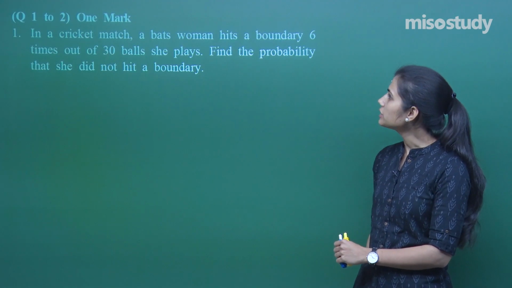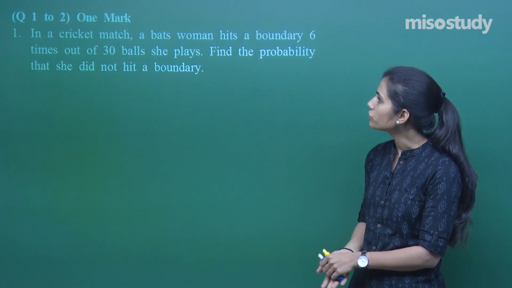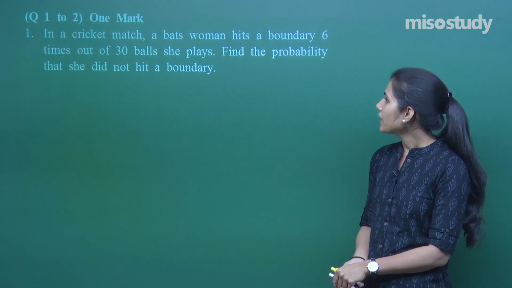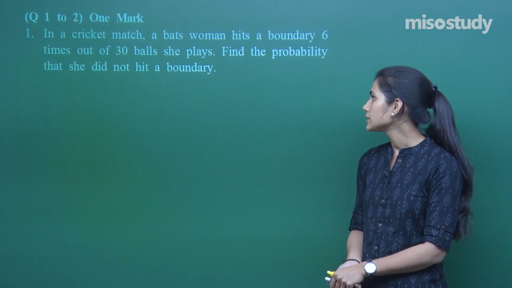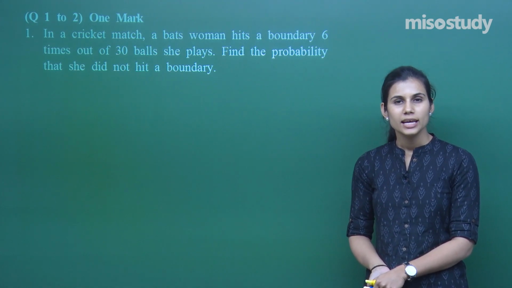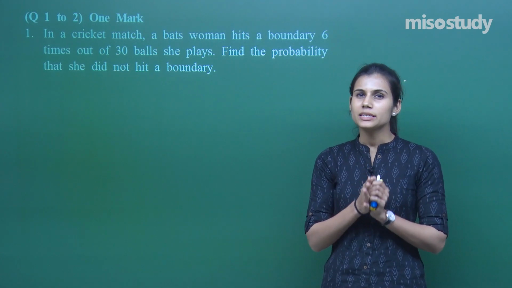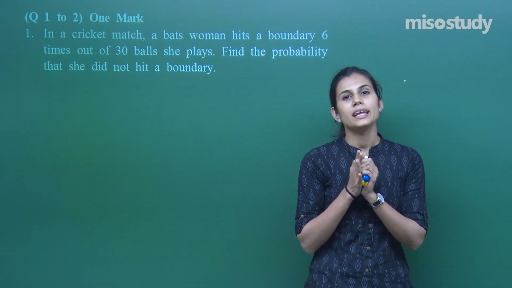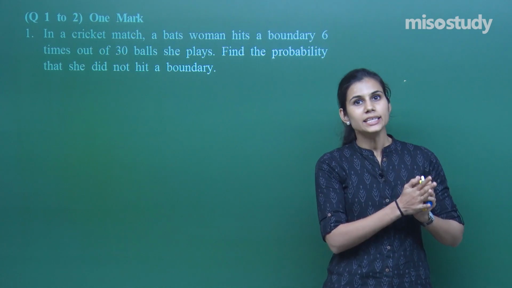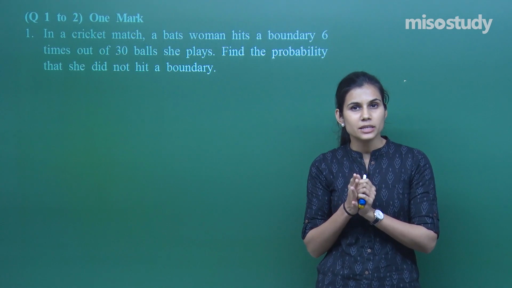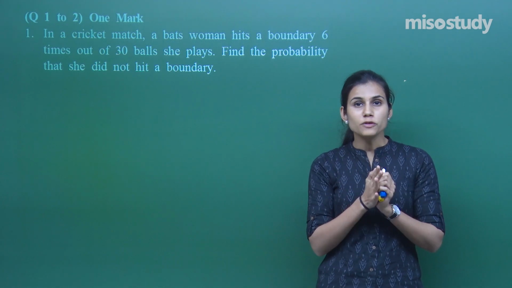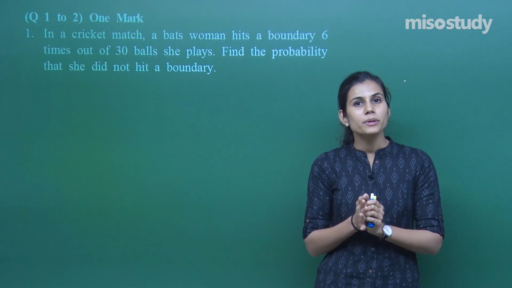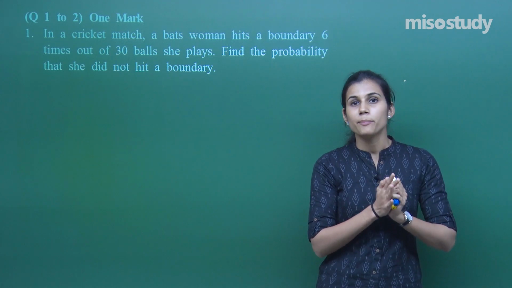It says that in a cricket match, a batswoman hits a boundary 6 times out of 30 times she plays. Find the probability that she does not hit the boundary. Now, please try to understand this in terms of probability. We know that if an experiment is performed n times, that means n trials of that random experiment are performed, and out of those n trials an event A is occurring in some m trials, then the probability of occurrence of event A is m upon n.